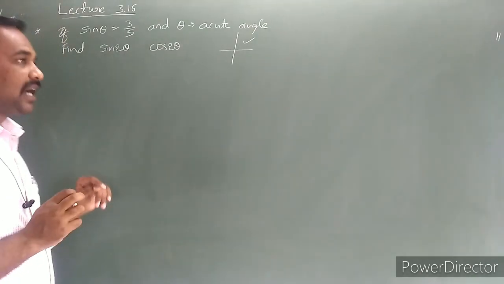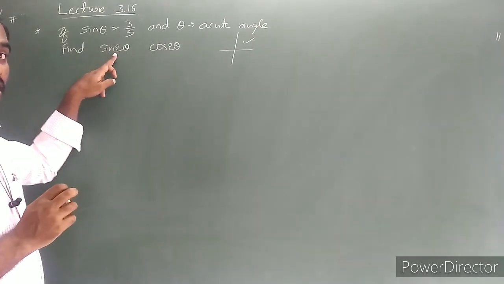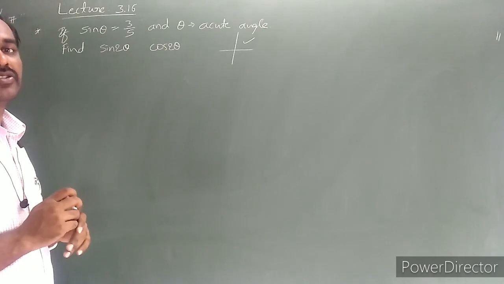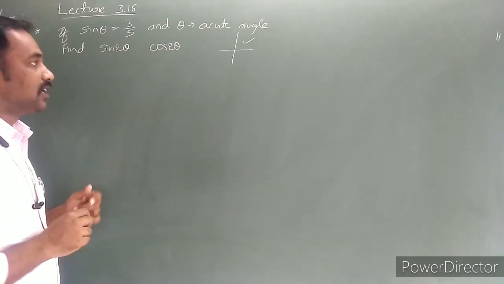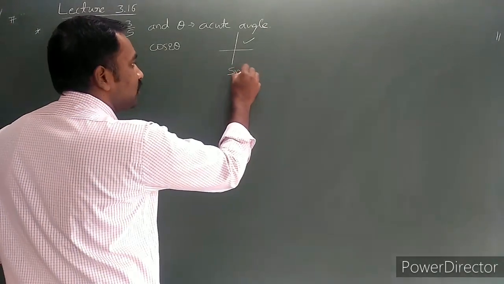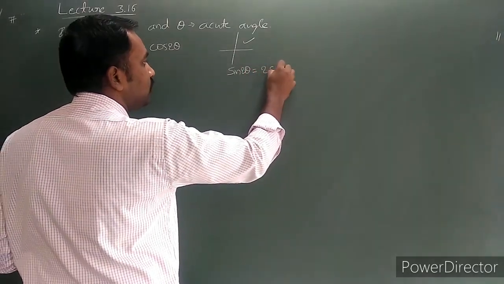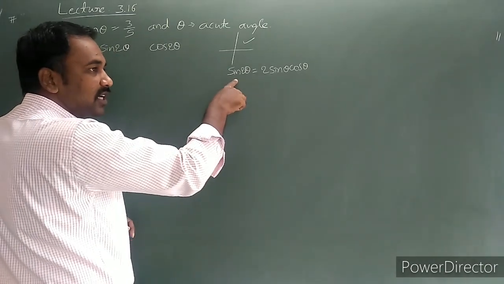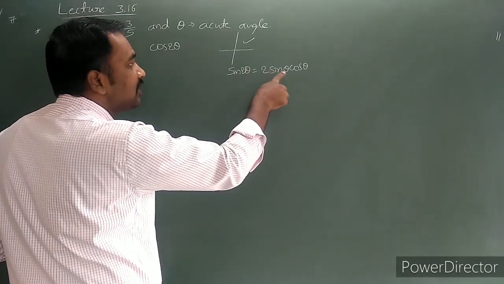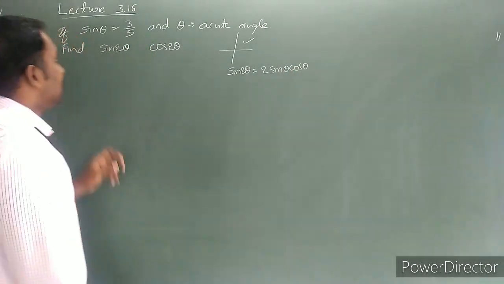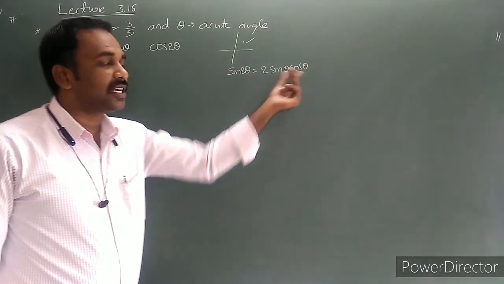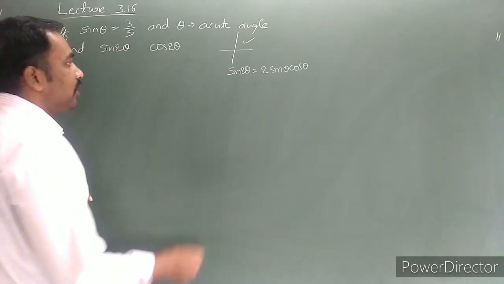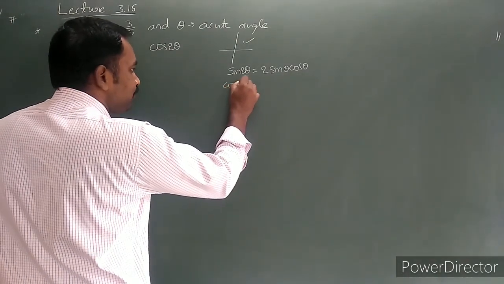Apart from that, we need to find the sine of 2 theta. Shall I multiply 2 to this number? That is not possible, because we already know the sine of 2 theta formula. What is the sine of 2 theta? 2 into sine theta into cos of theta. If you require the sine of 2 theta, you must have sine theta and cos of theta. Sine theta is already there, you can easily get the cos of theta. Yes, find the cos of theta. Apart from that, one more value we need to find.